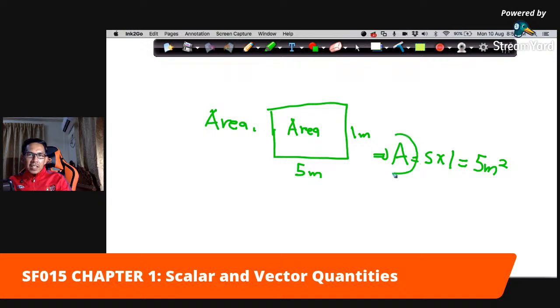So is area here a vector or scalar quantity? Cuba jawab dekat ruangan komen itu, kelas. The question is, area here is a vector or scalar quantity? Okay kelas, cuba jawab dekat ruangan komen itu.